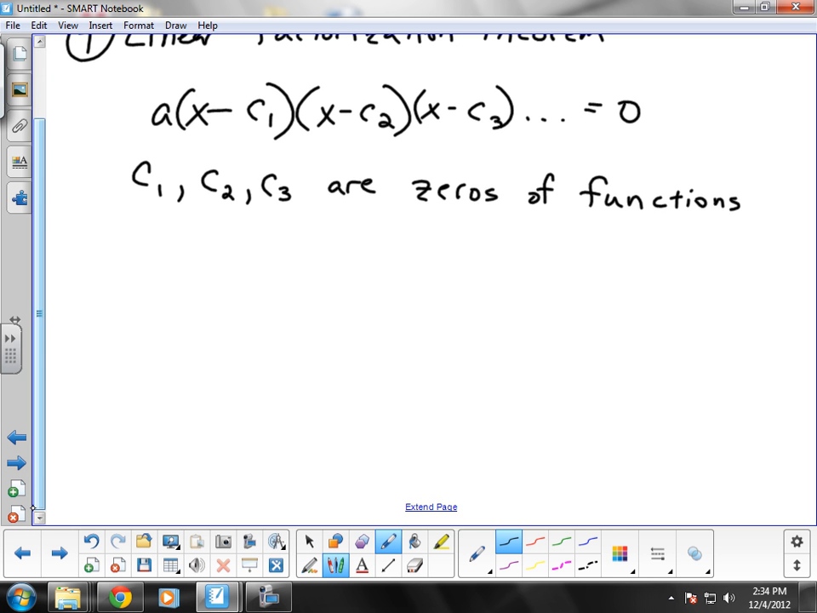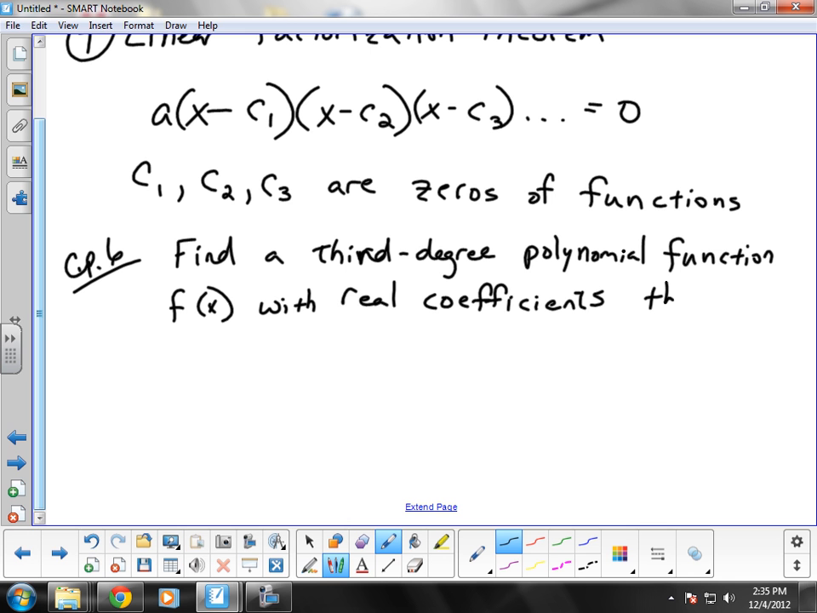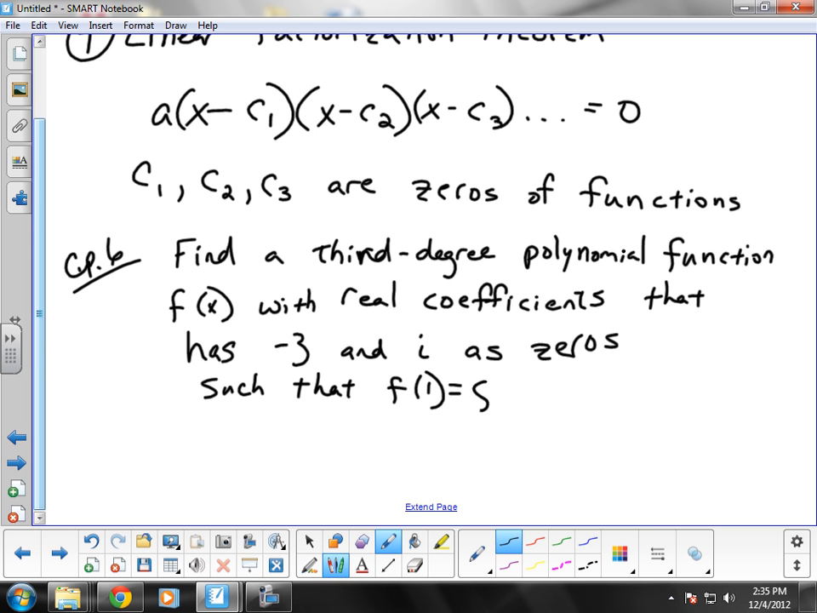Okay, so we're going to work backwards here. Checkpoint 6, that's when we use this idea. Checkpoint 6 tells us to find a third degree polynomial function, call it f of x, with real coefficients that has -3 and i as zeros, such that f of 1 is equal to 8.